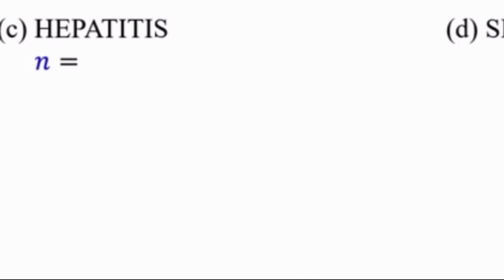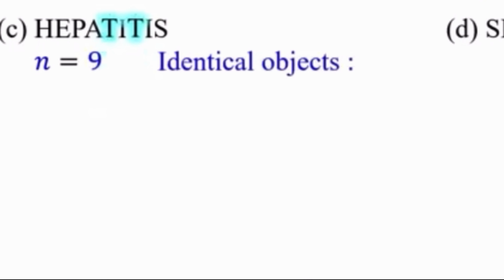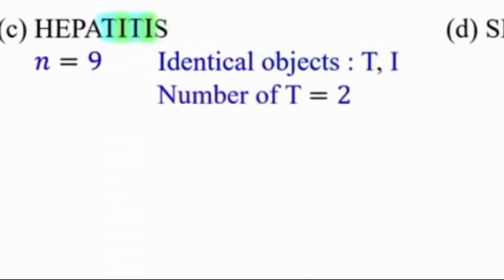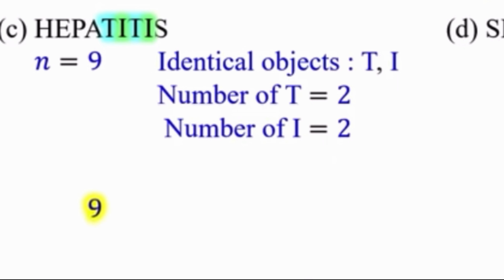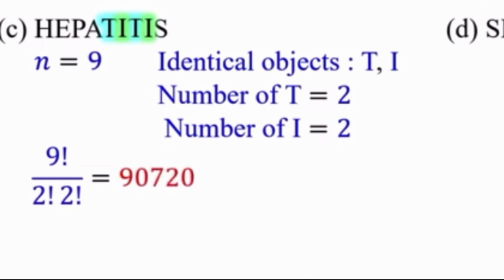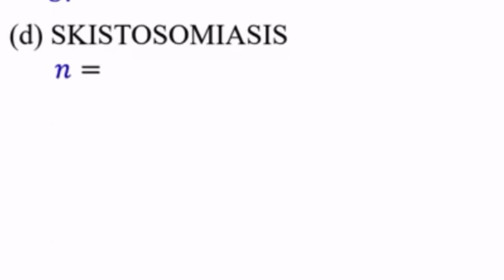Hepatitis. N is equal to 1, 2, 3, 4, 5, 6, 7, 8, and 9. We have 9 objects. Out of 9, we check identical objects, we have 2 T and 2 I, right? So the number of identical object T is 2, and the number of identical object I is equal to 2. So the number of ways to arrange will be 9 factorial divided by 2 factorial divided by 2 factorial. So the answer is 90720.